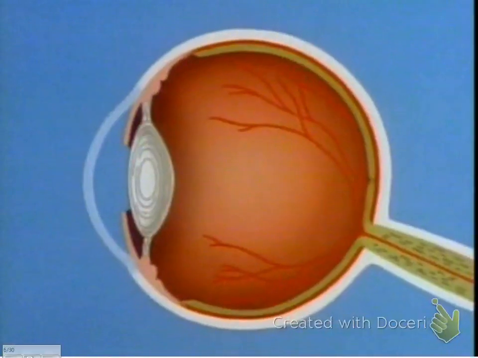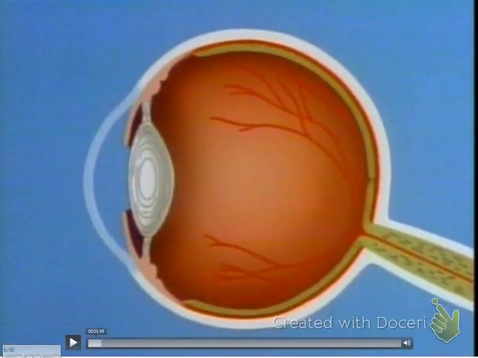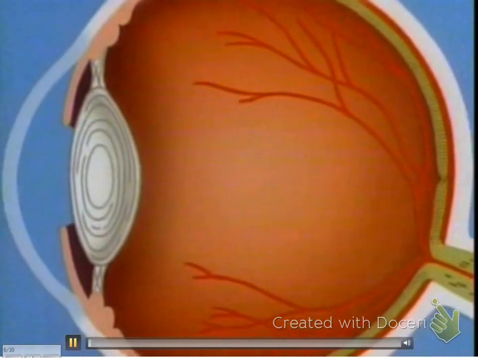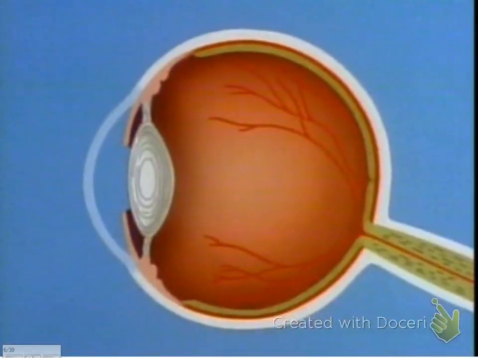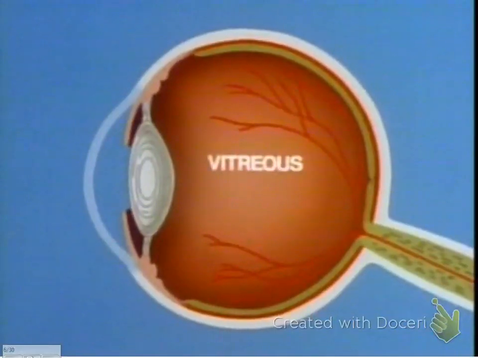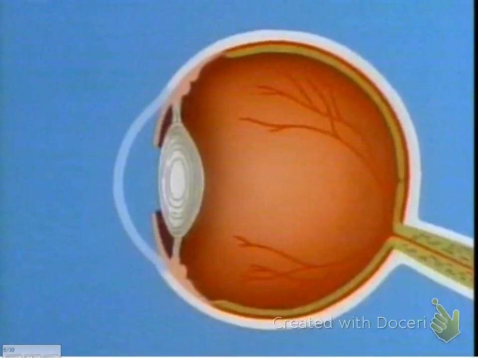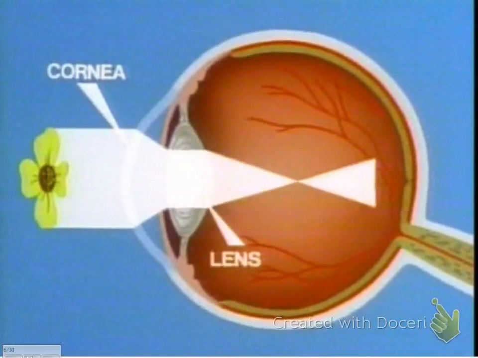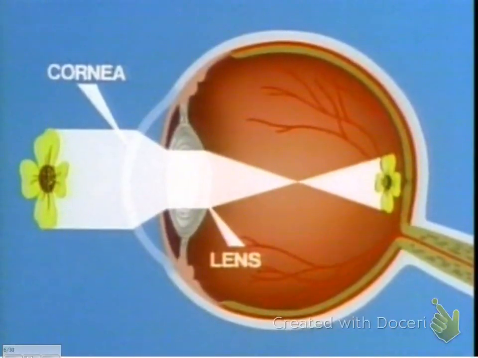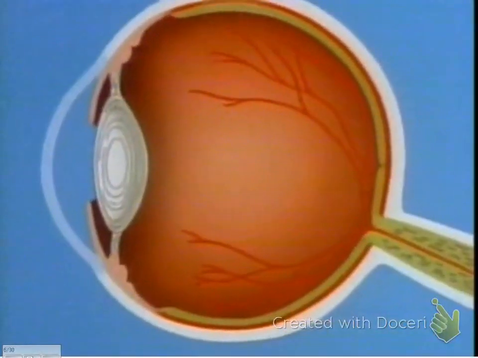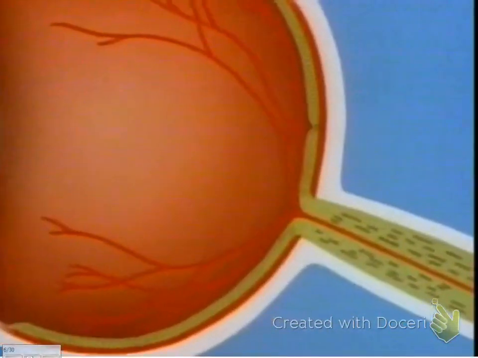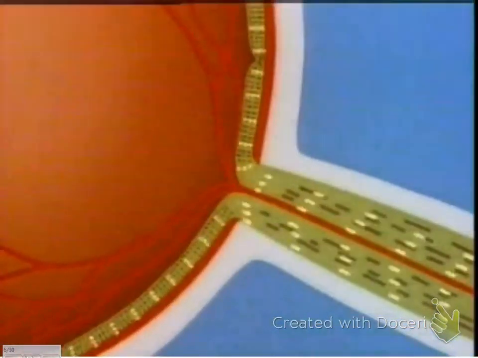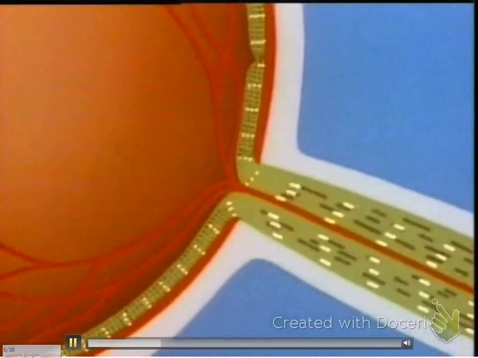Most of the eye cavity is filled with a clear, jelly-like substance known as vitreous humor. Light from an object enters the eye, passes through the cornea, aqueous humor, lens, and vitreous humor, and is focused on the rear wall of the eye, known as the retina. Thousands of light-sensitive cells called rods and cones capture the object's image. These cells send nerve impulses along the optic nerve to the brain.